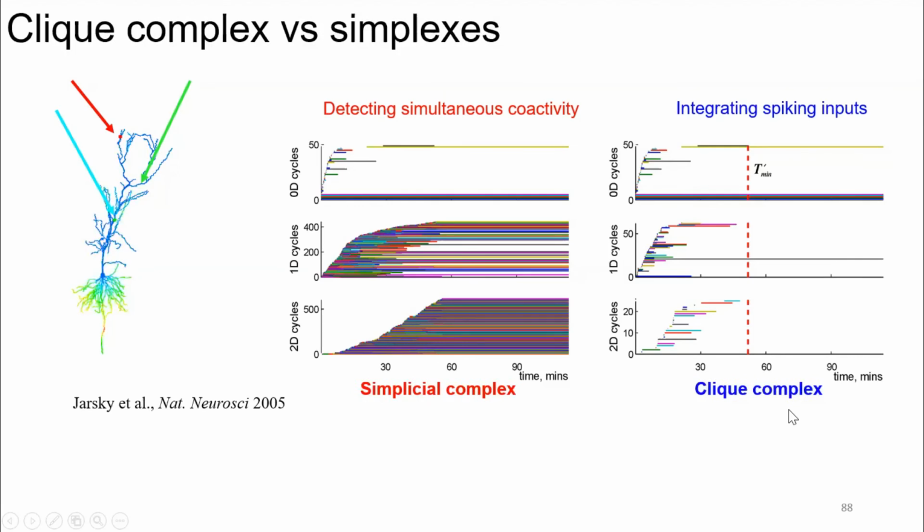So to make a distinction between these two cases, we call the simultaneously detecting readout neurons, and the simplicial complexes they produce, simplicial complexes as opposed to clique complexes. Simplex refers to simplexes, and clique refers to cliques in the graph representation of coactivity. But okay, this is a technical side, never mind. What you are supposed to see here is that if you detect coactivity as opposed to integrate coactivity, there is a huge difference in the properties of the resulting map.